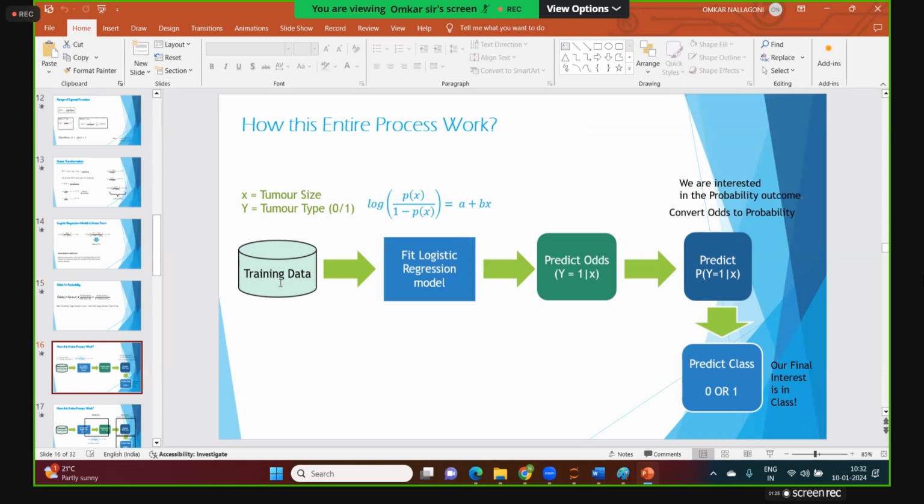First, what will happen? Training data. Next, what will happen? Model. Next, what happens? Probabilities. Finally, what happens? Classes. So a classification model will work like this. Okay, look at that for 30 seconds.